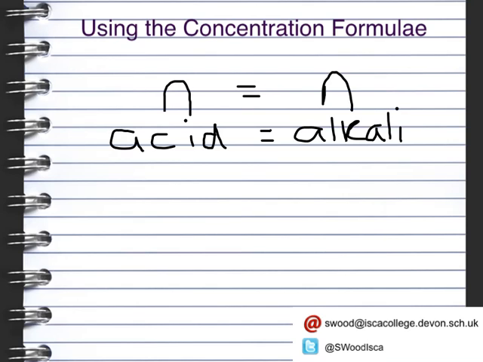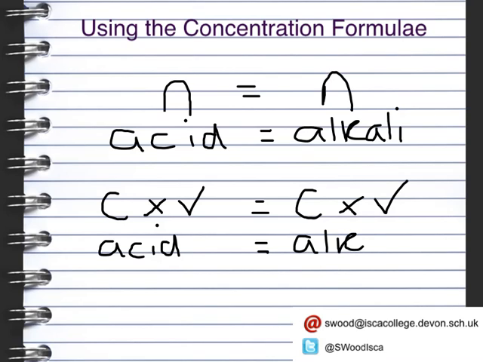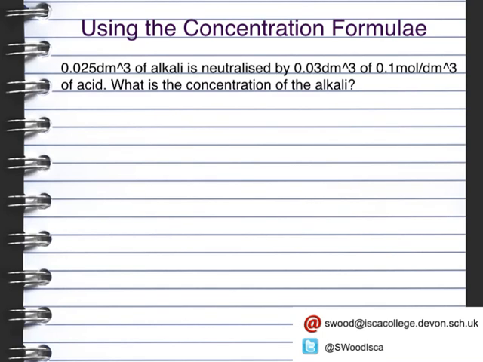Now if we use the equation that we've just looked at, n is equal to C times V, which will be equal to C times V. So this is for the acid and this is for the alkali. Now what we can do is have a look at an example. Okay, so if 0.025 decimeter cubed of alkali is neutralized by 0.3 decimeter cubed of a 0.1 moles per decimeter cubed of acid, we can work out what the concentration of the alkali is.